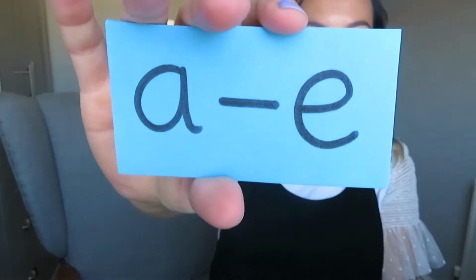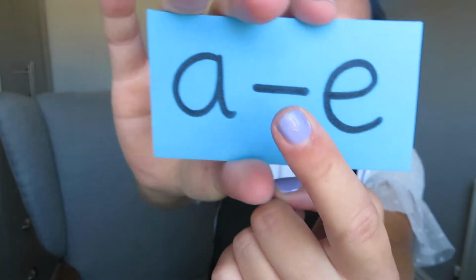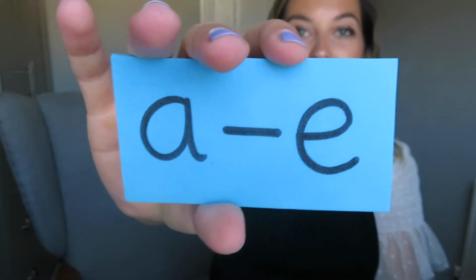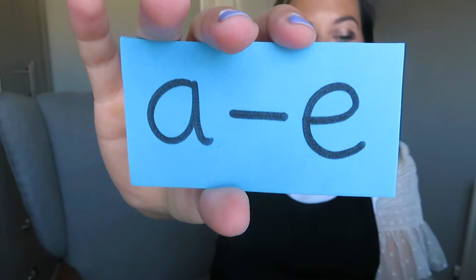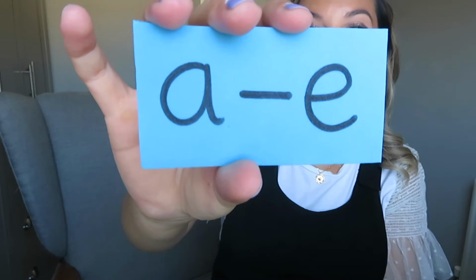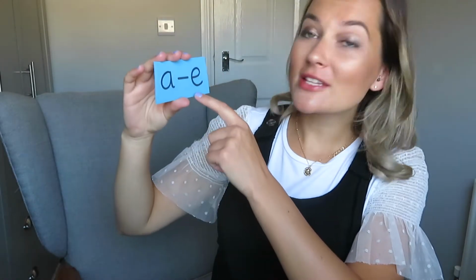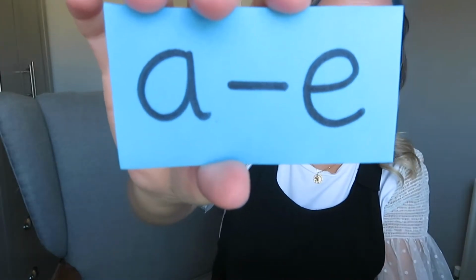The sound we are going to be focusing on today is A. Now remember, this digraph looks different. There is a hyphen here, which means the letters don't sit together, but they still make one sound. What type of digraph is this called? Well remembered, it is called a split digraph. It's split up, but just remember they still make one sound, and the sound is A.